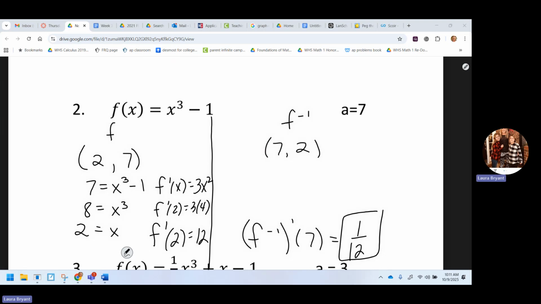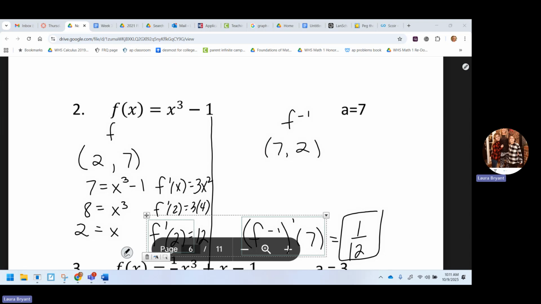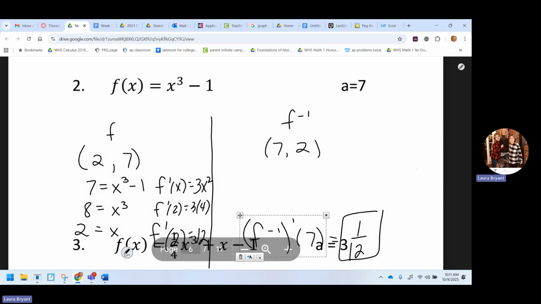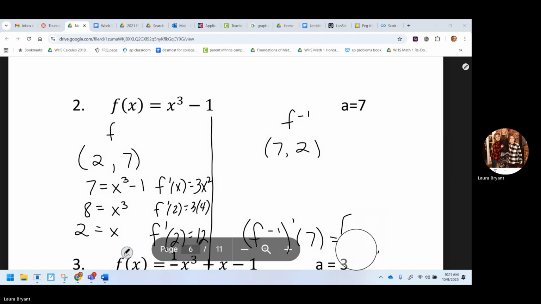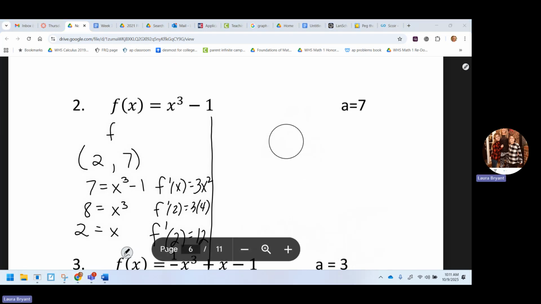Do we first of all understand why this is a 7 and this is, why those have to be different numbers? Because they're both x. Yeah, they're the x values on each individual function. So that usually is the hard part, getting that coordinate. And then the rest of it is just taking the derivative and then flipping it over. Okay, let's try again.